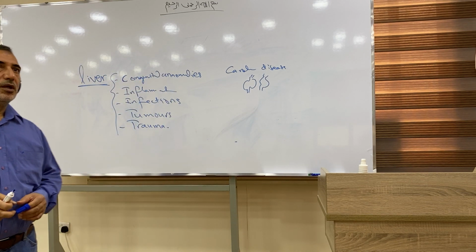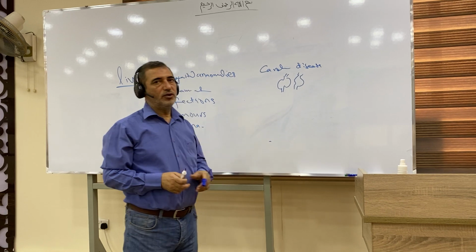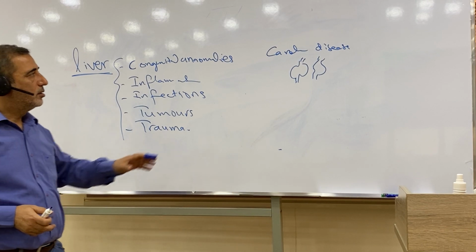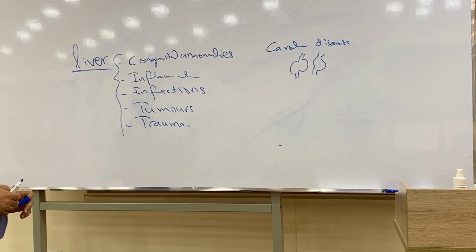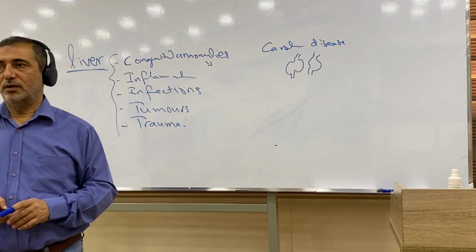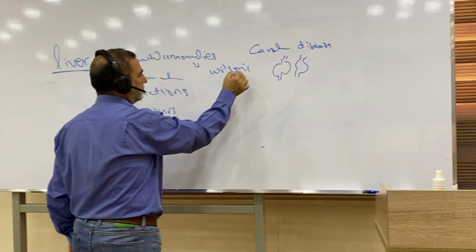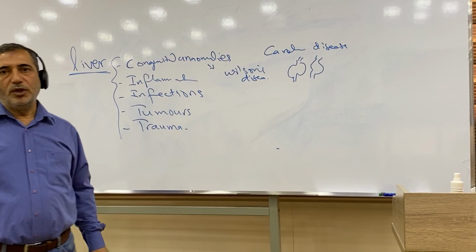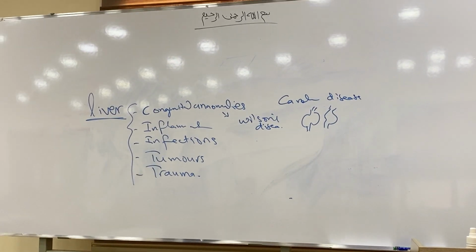And this will lead to multiple infections and sepsis, lead to chronic pain, and it might end with cirrhosis. It can be affected by congenital enzymatic defect or metabolic defect, like Wilson's disease. Here, there will be too much copper deposition inside the liver, which can lead to liver failure or liver cirrhosis.